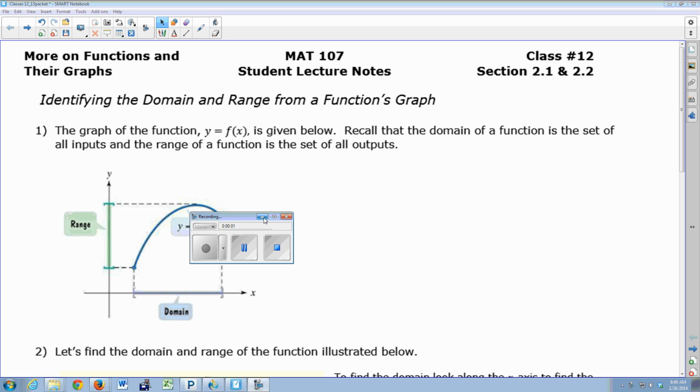All right, so we're on page 10, class 12. Today we're going to continue to work with the idea of functions. We have a little bit of 2.1 in here, and then we're going to start 2.2. We'll spend 2 days on section 2.2.